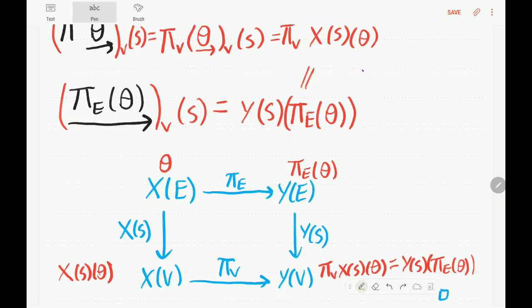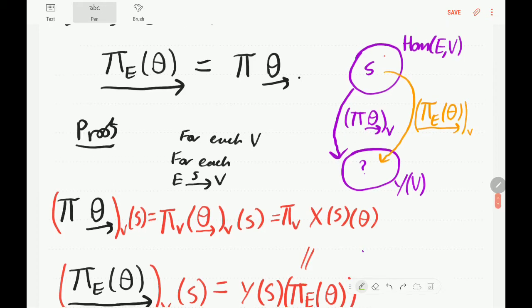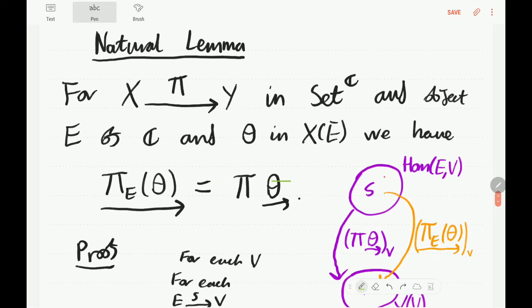Okay, so that's basically proved the result, because we've shown that doing this purple arrow on s gives the same result as doing this orange arrow on s, and this argument works for any element s of Hom(E, V), and it works for any V. So that means that these two natural transformations are equal, and we've proved this natural lemma. So that's really the hard work done as far as understanding the deep mechanics of the Yoneda lemma, at least as deeply as we're going to need them. Now we can really apply them to learn lots of interesting stuff.